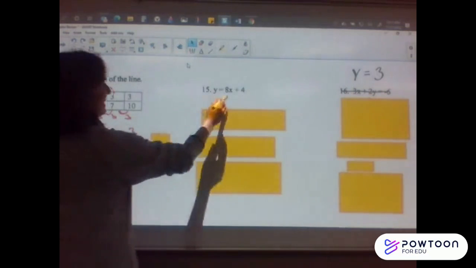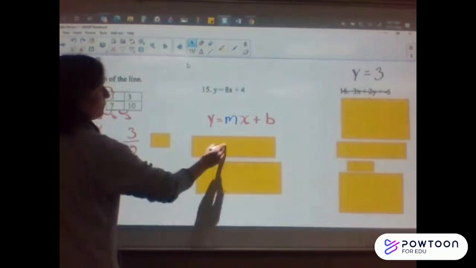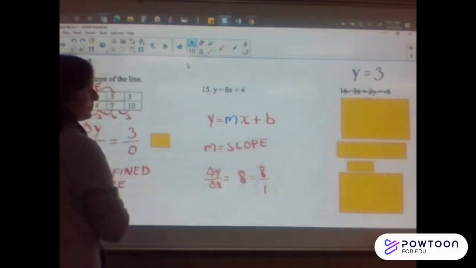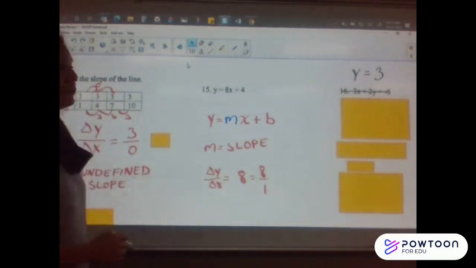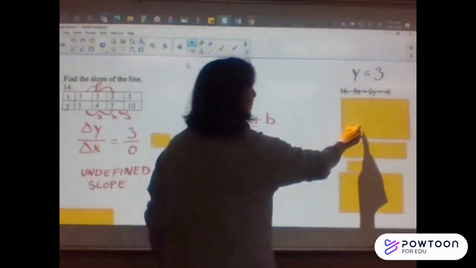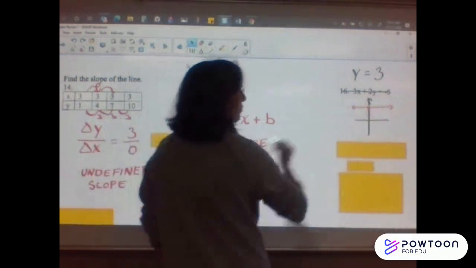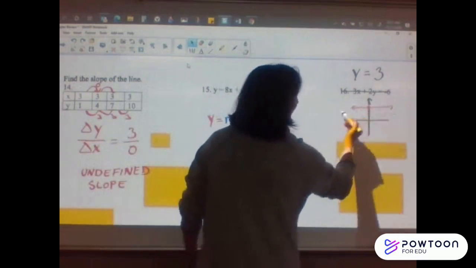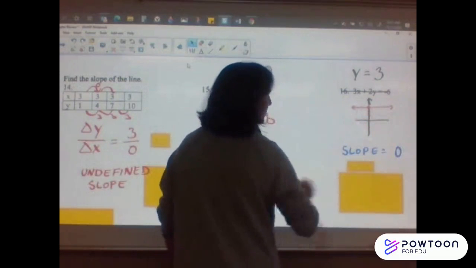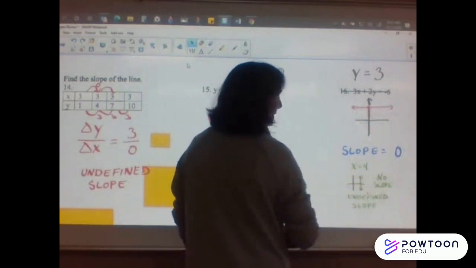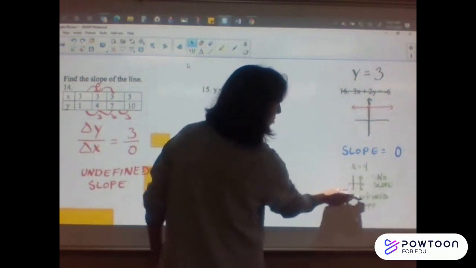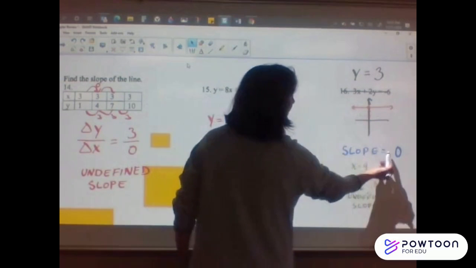For this problem, since it's in the y equals mx plus b form, m is my slope, so my slope is equal to 8, or 8 over 1 if we want to write it as a fraction. Now, y equals 3 is a horizontal line, and a horizontal line has a slope of 0. So once again, a vertical line is no slope. A horizontal line is 0 slope.